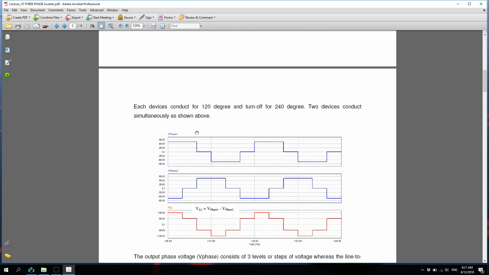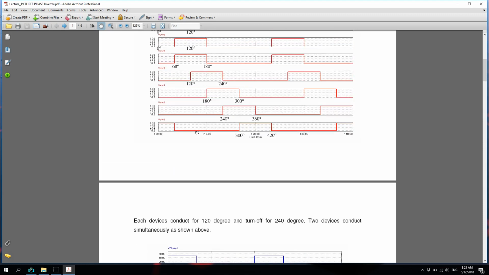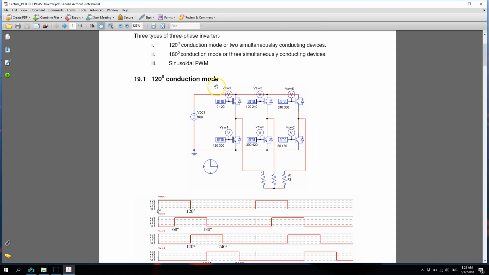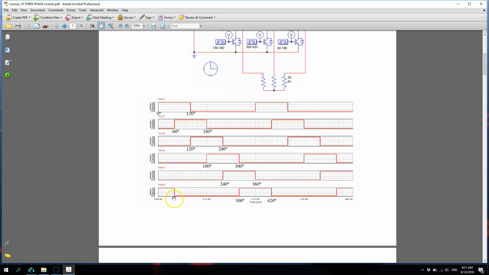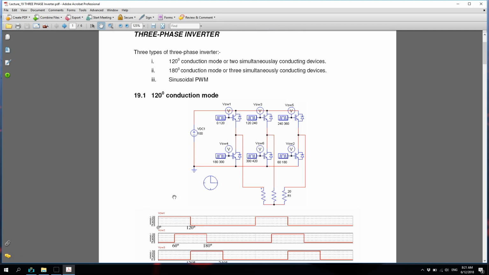And again, when you look at the signals, it is also known as two simultaneously conducting devices because at any particular instant, you only have two switches on. For example, the one that we discussed just now, we have switch 1 and switch 6 on, and the rest are off. That's why it's known as the two simultaneously conducting devices technique.